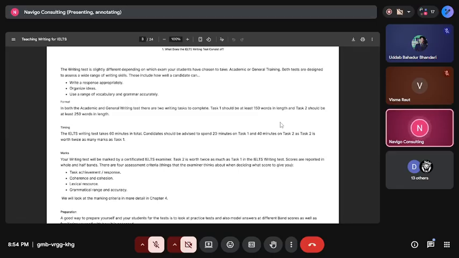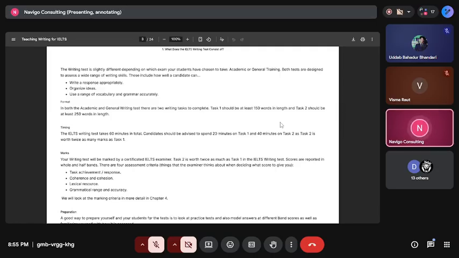Okay, so the IELTS writing test takes 60 minutes in total. You are advised to spend 20 minutes on task one and 40 minutes on task two. So you'll have to manage your time. Likewise, for the 60 minutes time frame, you have to allocate 20 minutes for your task one and 40 minutes for your task two, and the marks are in a 1:2 ratio, which means task two is twice as important as task one. So the marks in task two are worth twice as many as task one.